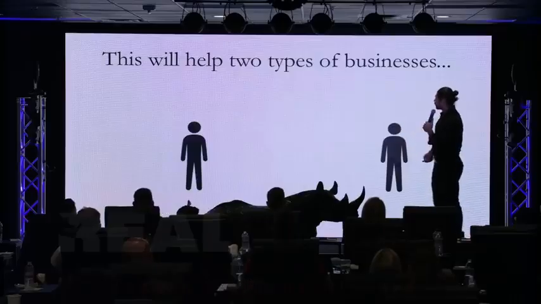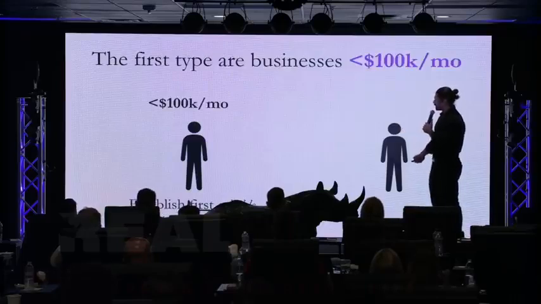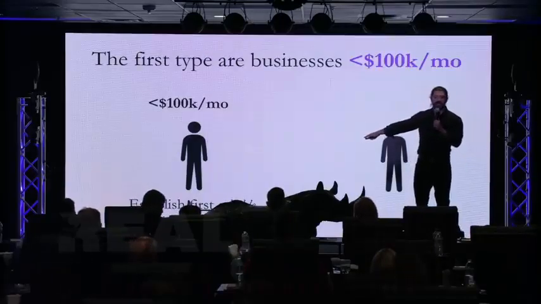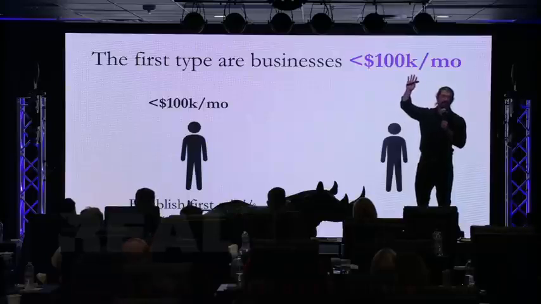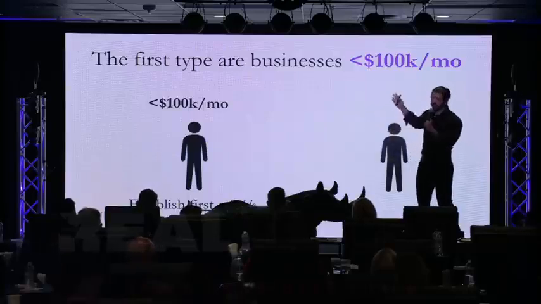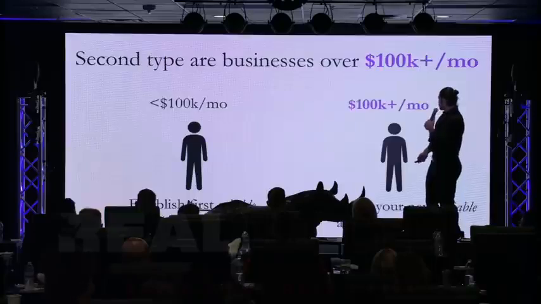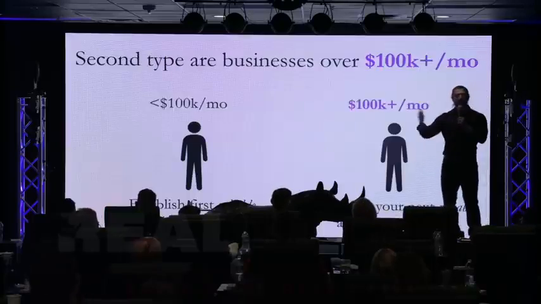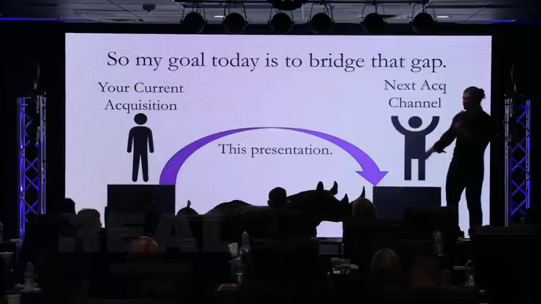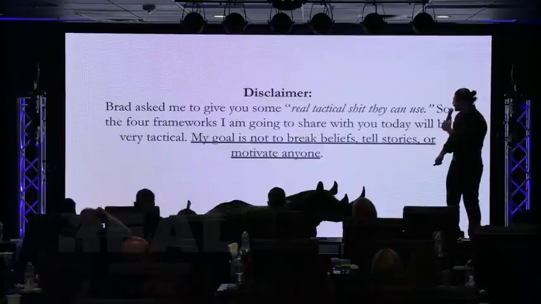So this should be right for everyone who's either under $100,000 a month. This should help you establish your first reliable acquisition channel. What I said in the very beginning, that's the tactics. Google those 5 videos, you'll have lead gen. That's that. All right, but I'll show you how to do it and make way more money from it. The second is if you're over $100,000 a month, how to get your next acquisition channel profitable. So you can get your current acquisition to your next acquisition. Brian asked me to give you some really tactical stuff they can use.